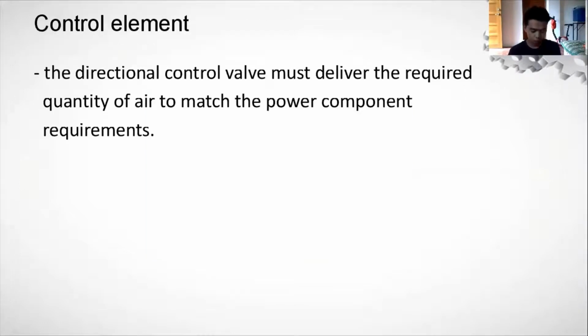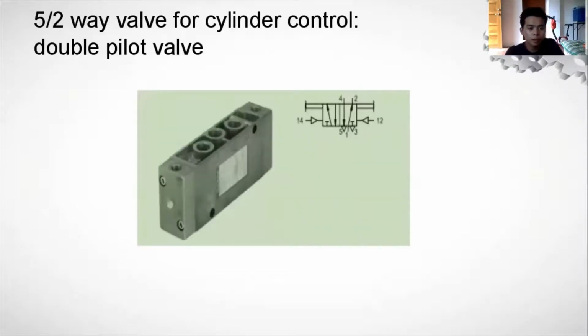So, dito naman tayo sa control element. The directional control valve must deliver the required quantity of air to match the power component requirements. So, ito yung 5-way valve for cylinder control, double pilot valve. So, dito kinoconnect yung mga power components. So, siya din yung nagde-deliver ng required quantity of air para gumana yung mga power components. Yung mga power components ay yung mga single acting cylinder at saka double acting cylinder.